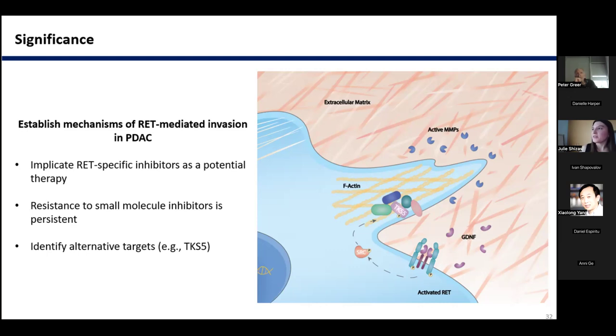And then also, resistance to small molecule inhibitors is a persistent issue in treatment of different cancers. So I thought that this is another way to identify alternative targets in this pathway, including TKS5, which looks like when you knock out TKS5, this also affects RET. So that was an interesting add-on.